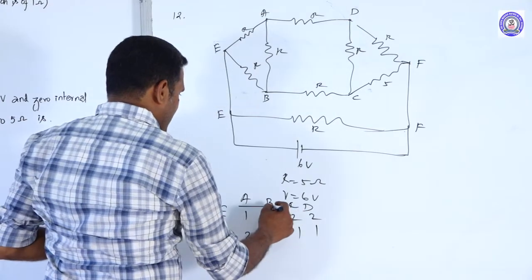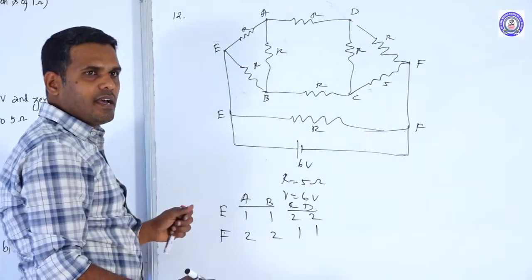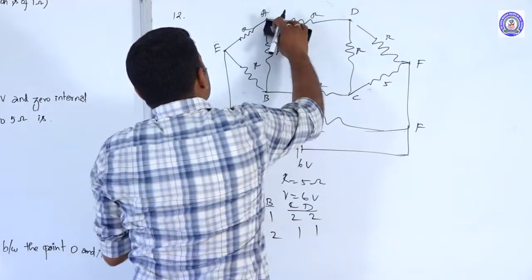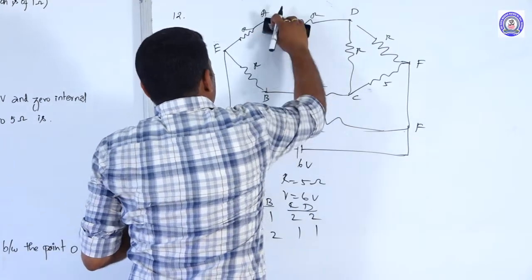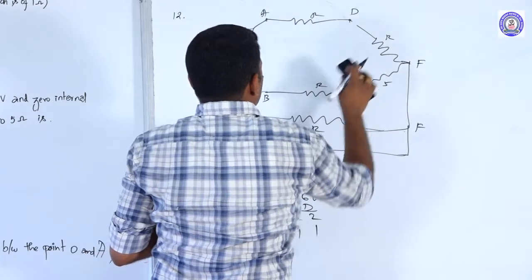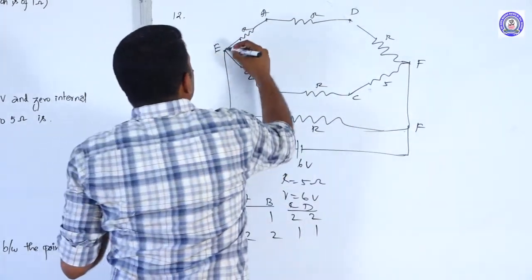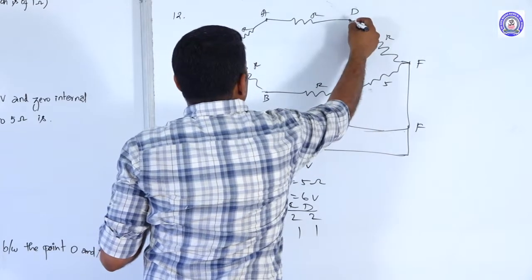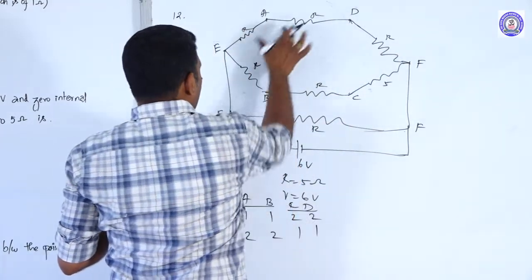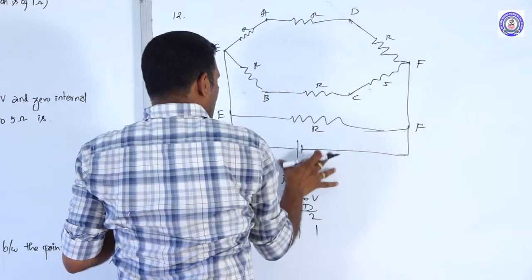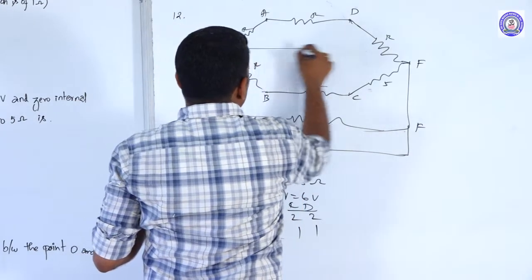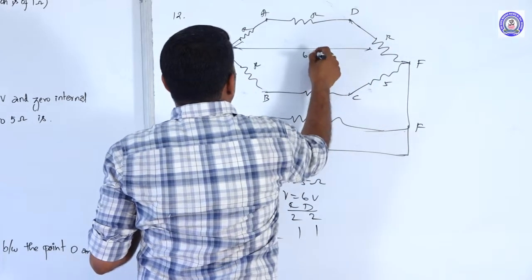If you look at the case, A and B are at the same potential, C and D are at the same potential. So this path can be excluded. This resistance is redundant, in the sense that it is excess, so it can be taken out. Now E, A, D, F is in series. E, B, C, F is in series. And these two are in parallel with this R, with a potential of 6 volt across this path.